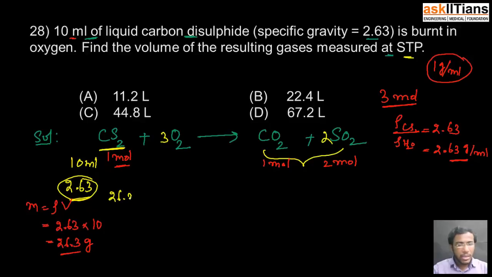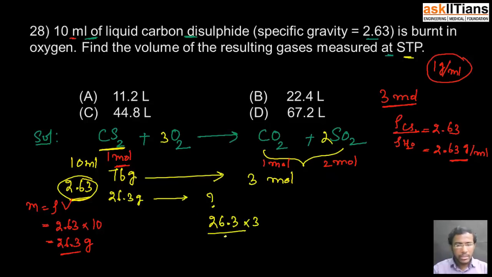We have taken 26.3 grams, and we have to calculate how much volume of these two gases form by burning this 26.3 in oxygen. Okay, so 1 mole of CS2 is how much? Carbon is 12, sulfur is 32. So 64 plus 12, that is 76 grams. So 76 grams will give us 3 moles of the resulting gases. So 26.3 will give us how many moles of the mixture? That we can calculate, right? So 26.3 into 3 divided by 76.